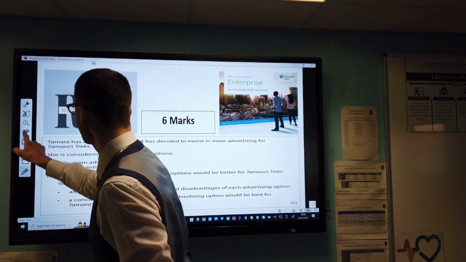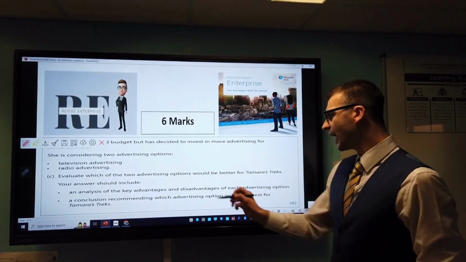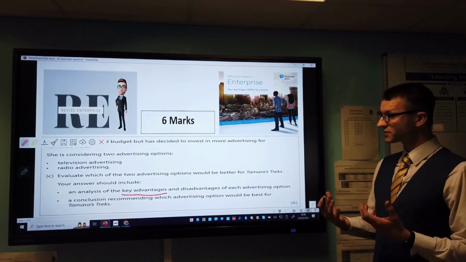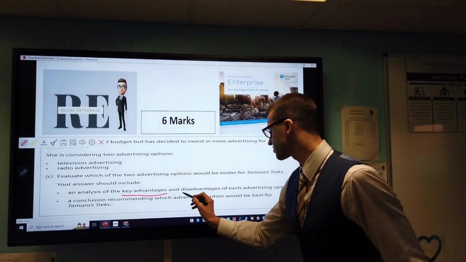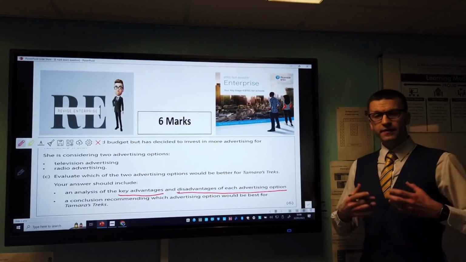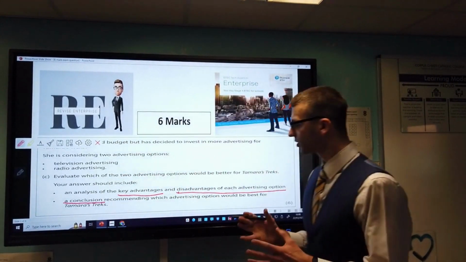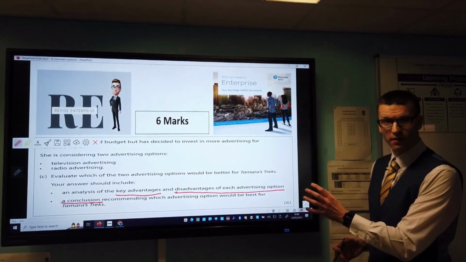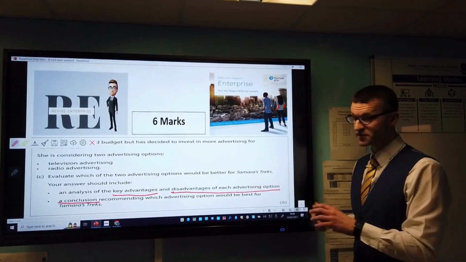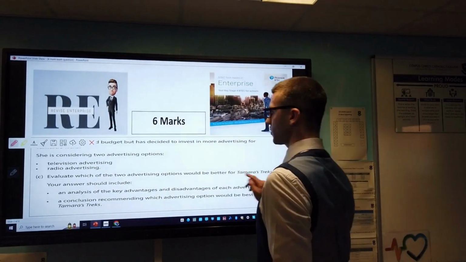So if we push the board onto the pen, let's start underlining some of the key words. First of all, we are looking at answering some key advantages. In our answer we should have advantages of both options, and we should have disadvantages of each advertising option as well. The key thing to get you 6 marks is a strong conclusion at the end, recommending which of the options is best for Tamara's Tracks and why. Really important as well, you're relating your conclusion back to the small enterprise. So let's rub this out and see if we can answer this question.